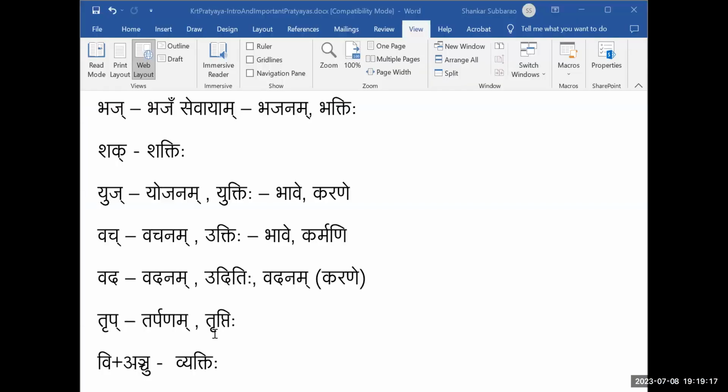Okay. Trip, to please, prinane. What will it become? Tarpanam, triptihi. So what do you do in Shraddham? Tarpanam. What does it mean? Bhavyartha. What will it be? Harsha, you're saying something. Say it. Pleasing. No, bhavyartha. Pleasing. The activity is called tarpanam.